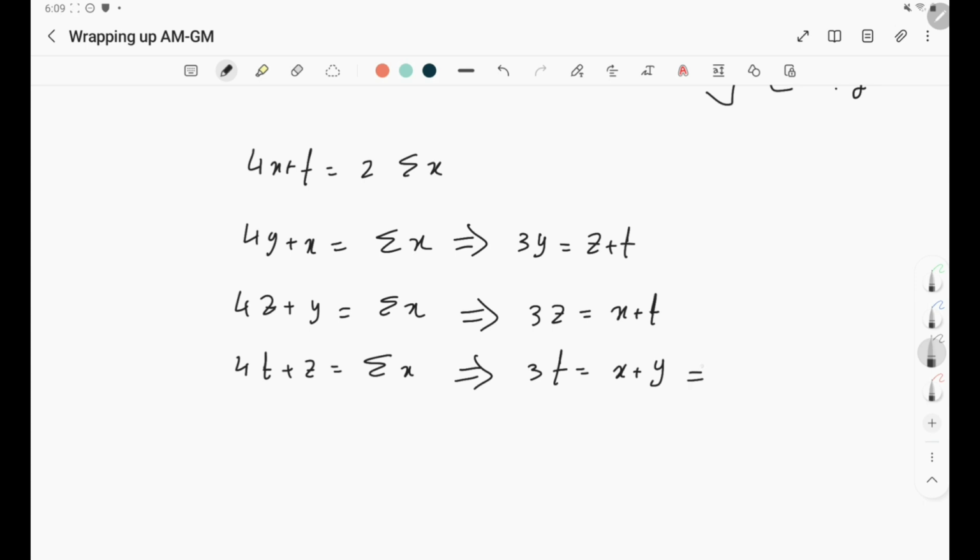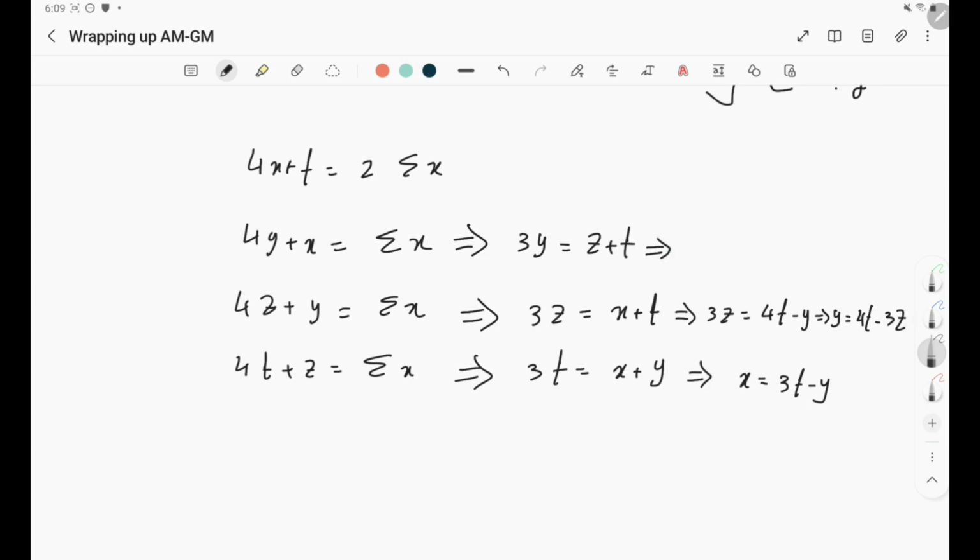Okay, so from here, we know that x is 3t minus y. So that means if I just substitute here, I know that 3z is equal to 4t minus y. So now I can simply find y. Y is 4t minus 3z.